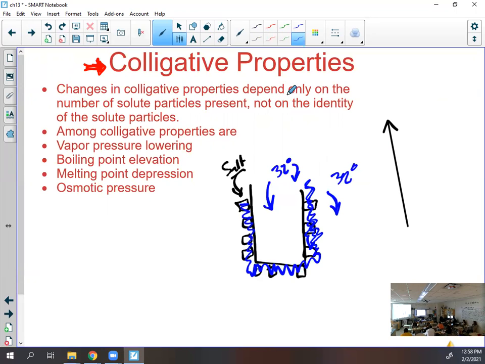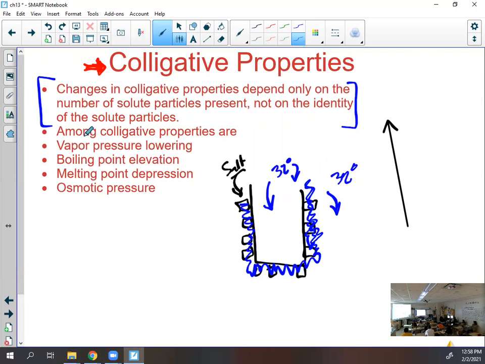Okay. Changes in colligative properties depend only on the number of solute particles present, not the identity of the solute particles. This is typically questioned at the end of a long free response about colligative properties. And it says, well, what if we used calcium chloride instead of magnesium chloride? And you'd say, it wouldn't matter unless the concentration changed.